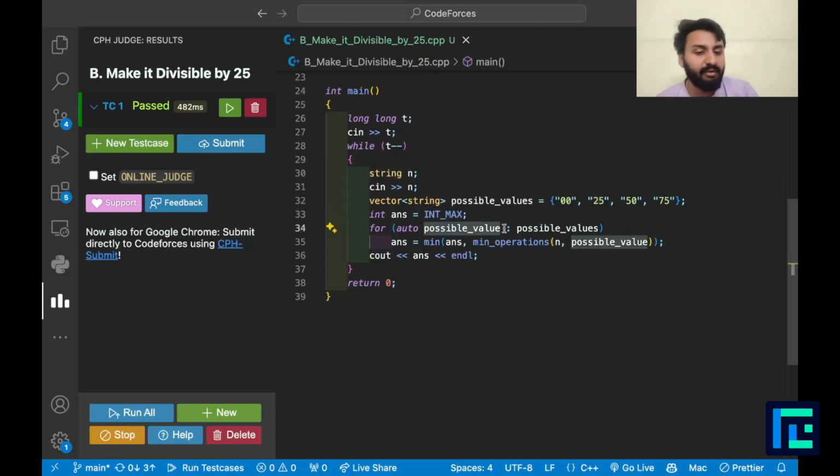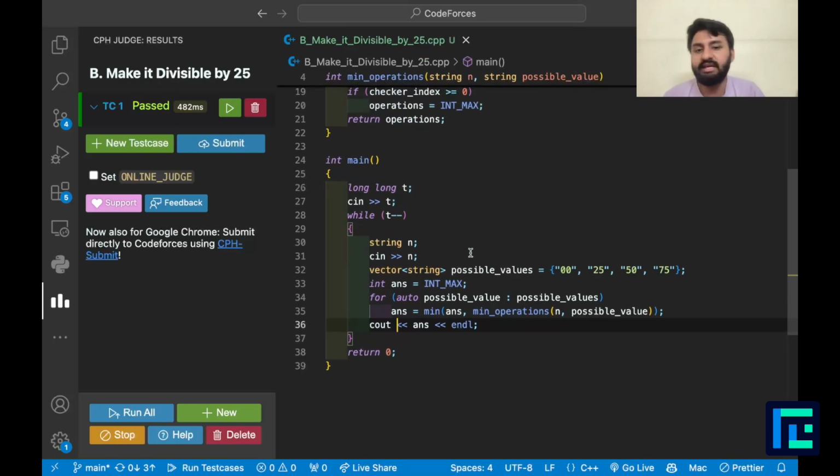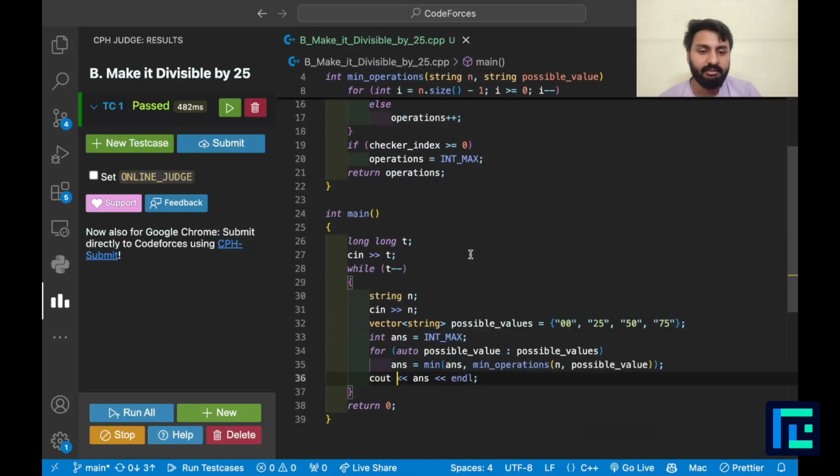Then for every possible value in the possible values vector, I'm going to call my minimum operations helper function, and I'm going to minimize whatever pops out of that with the answer variable and just report that as an answer. Hence, I have used some sort of function-based code, where I'm using the power of functions over here.